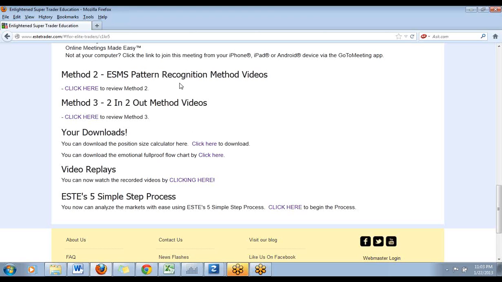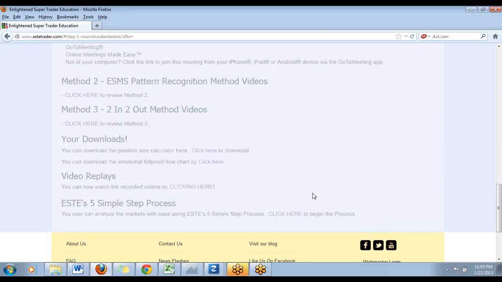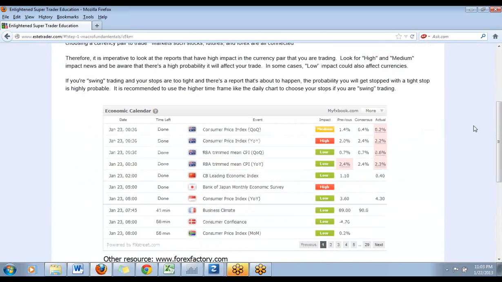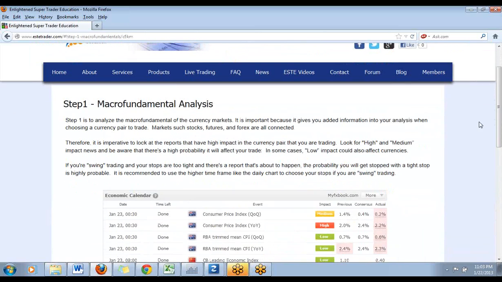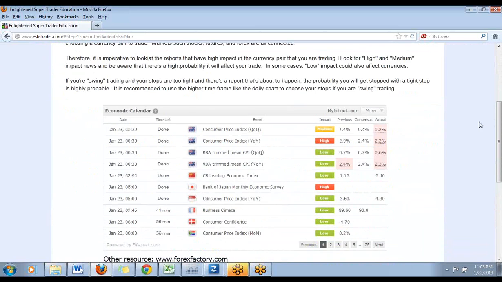Aside from videos and so forth, I'm trying to create a step-by-step process to make it easier. I know there's a lot going on, but try to be as objective as possible with it. Now with the 5 simple process, it's way easier. Okay, now in step 1, let's go through and look at the market fundamentals.